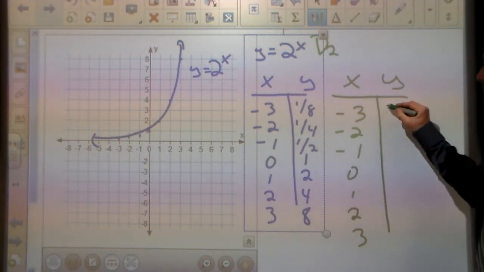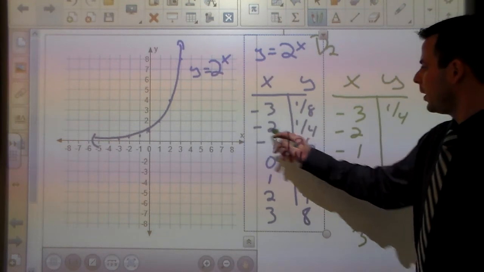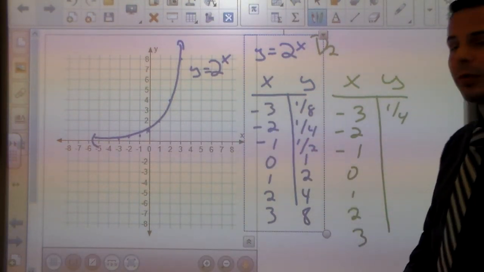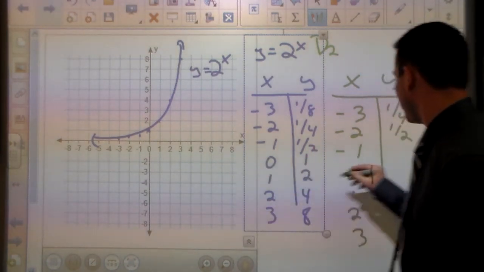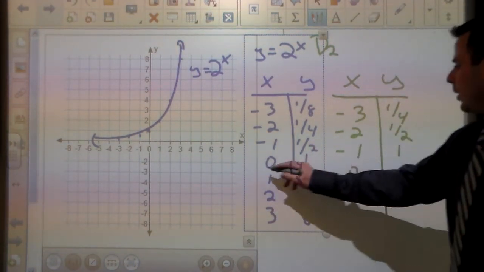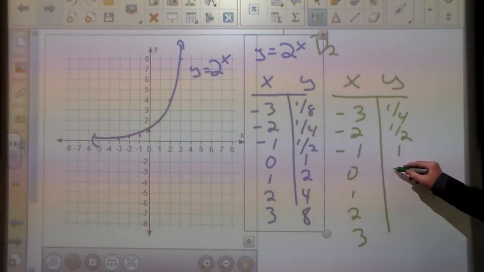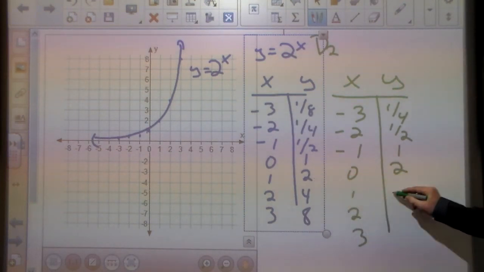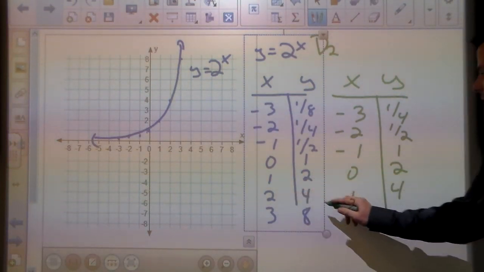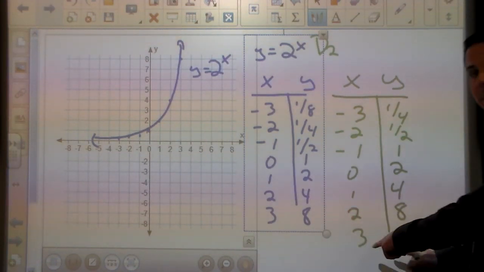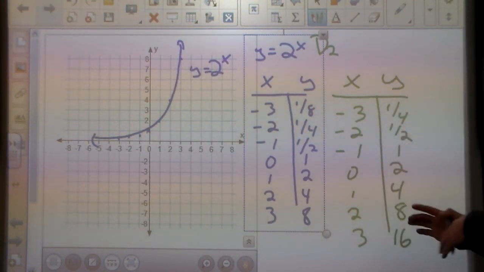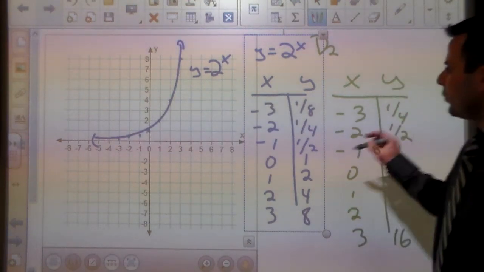1/8 times 2 is 2/8, or 1/4. 1/4 times 2 is 2/4, or 1/2. 1/2 times 2 is 1. 1 times 2 is 2. 2 times 2 is 4. 4 times 2 is 8. And 8 times 2 is 16. So this ordered pair is not going to fit in the graph anymore, but the rest of them I can fit. So negative 3, 1/4.